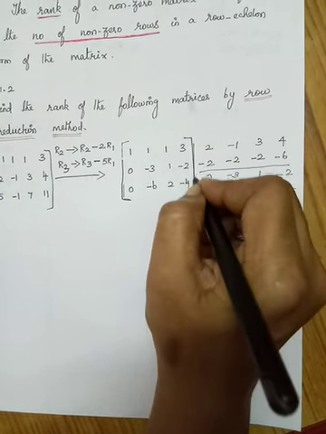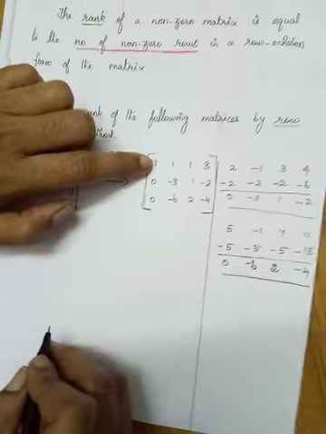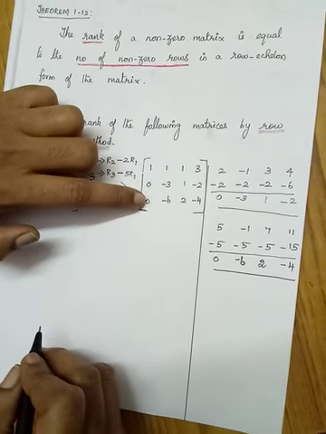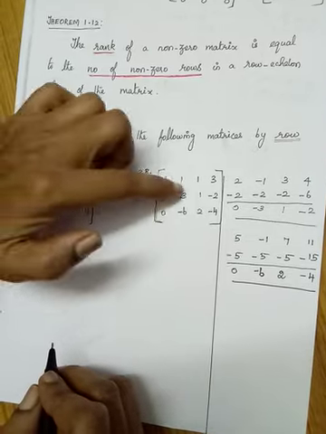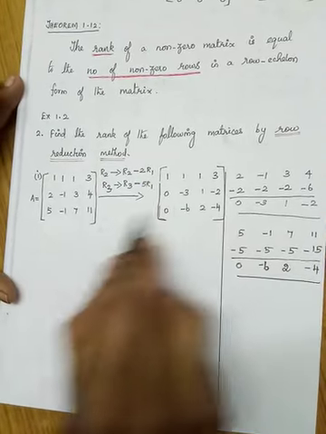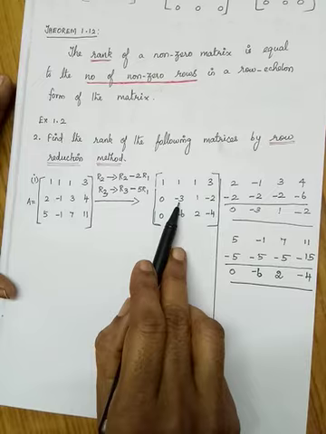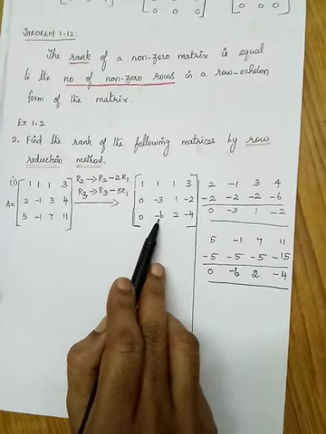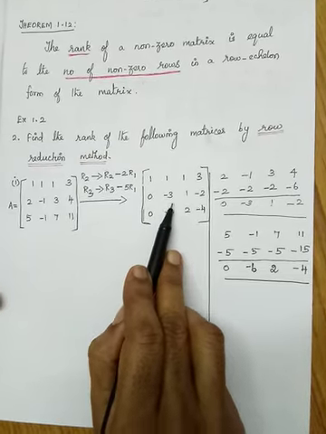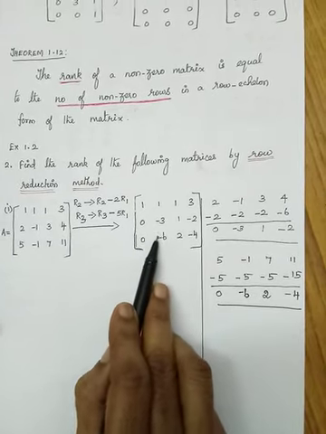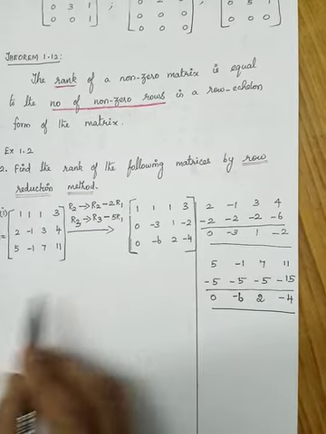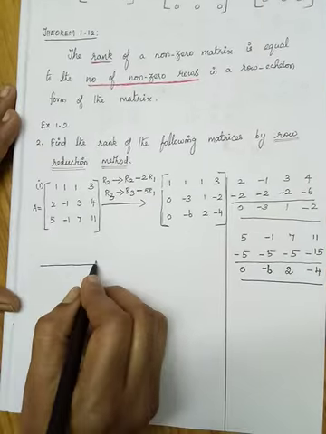So what did we do? Below the first non-zero entry, we made these two elements 0. In the same way we have to do the remaining rows. You look at the second row. In the second row, the first non-zero entry is minus 3. Below that we have to make this element 0. So minus 6 is in the third row, so it has to be transformed.